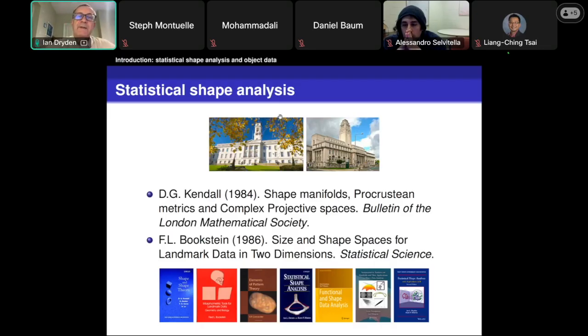These two buildings that you can see here, the left-hand side is University of Nottingham, where I am now, and the right-hand side is University of Leeds, where I spent some time a while ago. The area has really developed hugely, and there are many books on the topic. A very theoretical one on the end from a colleague, Huiling Le, and David Kendall himself. And then there's Bookstein, and a variety of books going through the years, and many people have written on this topic.